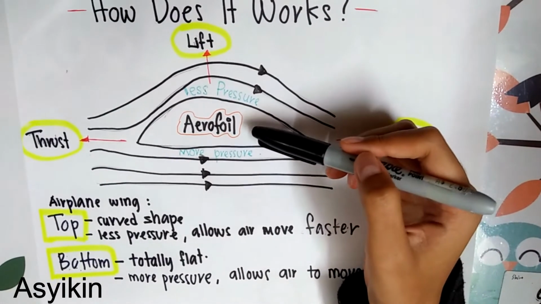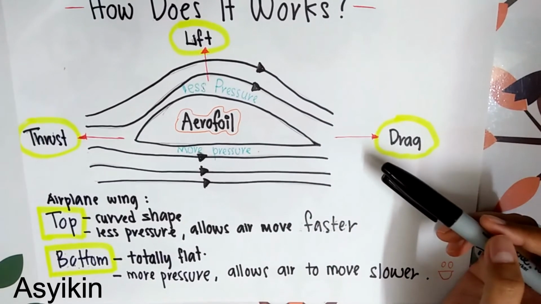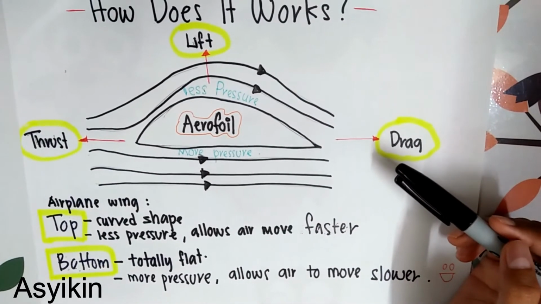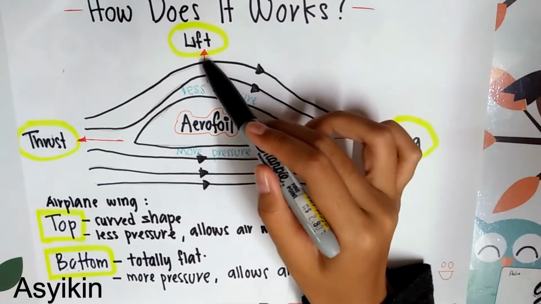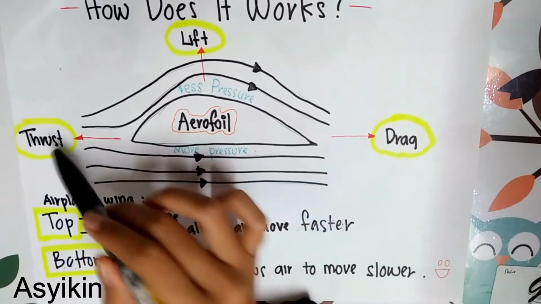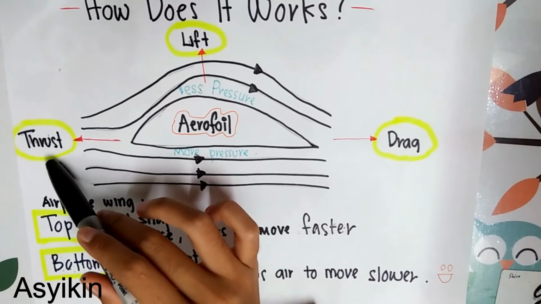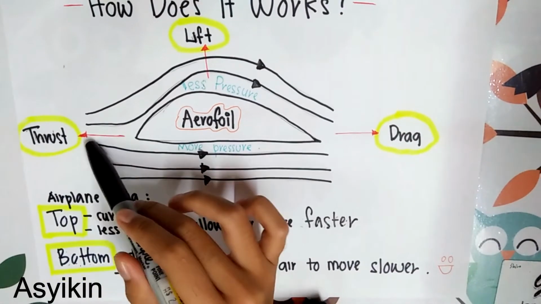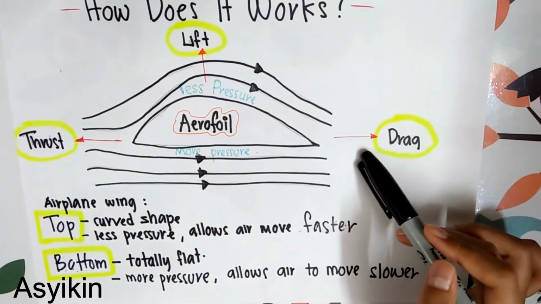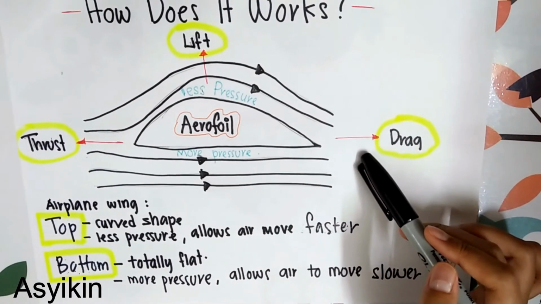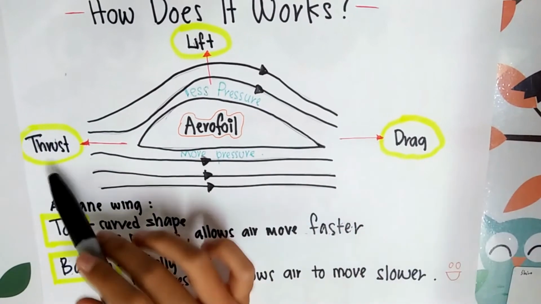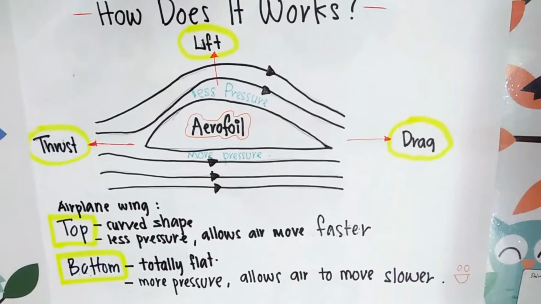A plane is also acted upon by the pull of gravity, which opposes the lift, and by the drag and also the thrust. The thrust is the force that enables the airplane to move forward, while the drag is a resistance that opposes the thrust force.